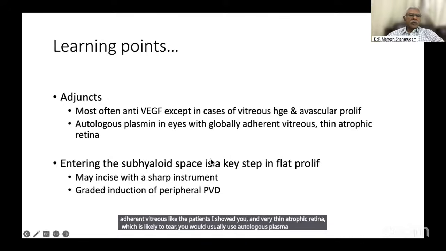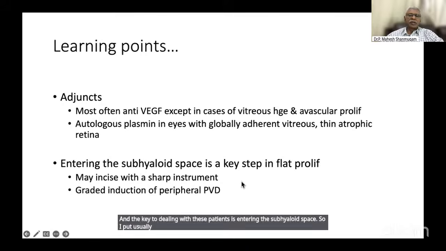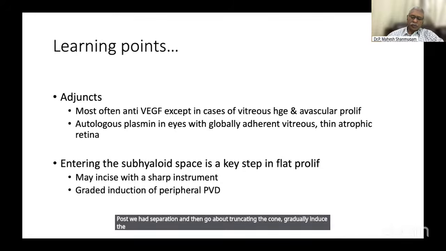And the key to dealing with these patients is entering the subhyaloid space. So I would usually incise with a sharp instrument like a needle. Once we enter the posterior hyaloid, I may use viscoelastic to induce a small pocket of posterior hyaloid separation, and then go about truncating the cone, gradually inducing the PVD 360 degrees and working posteriorly.